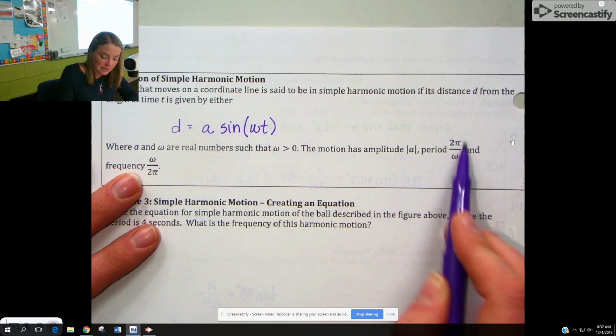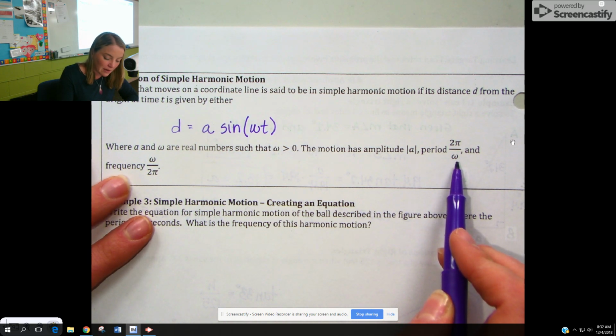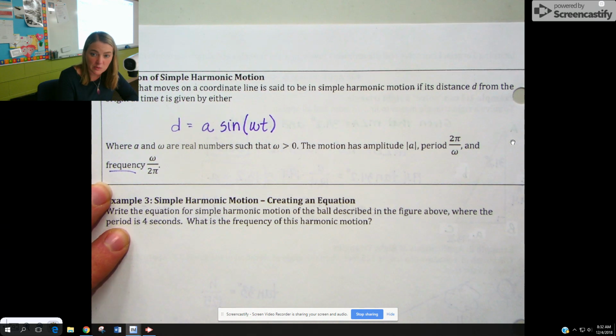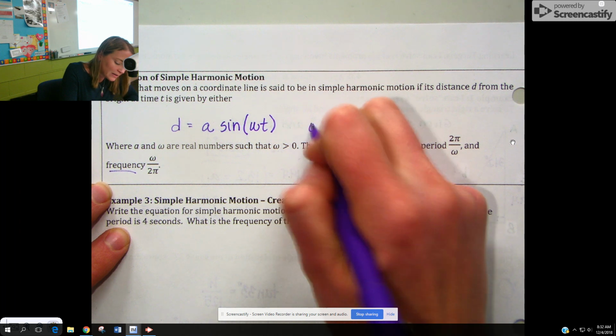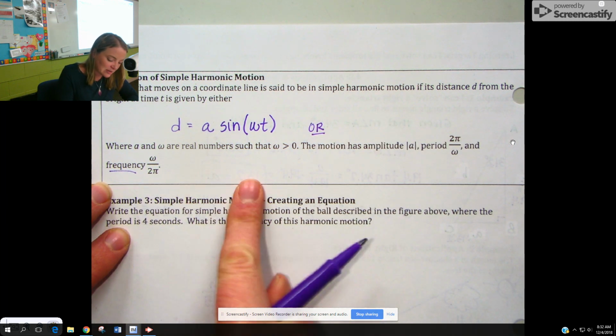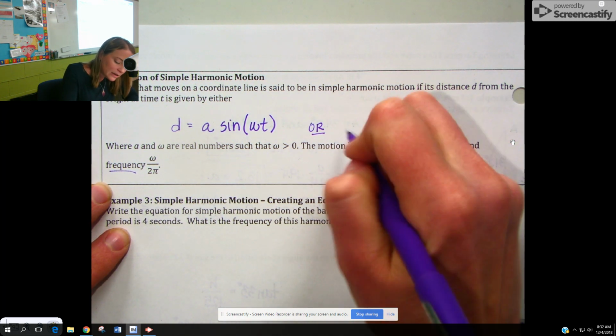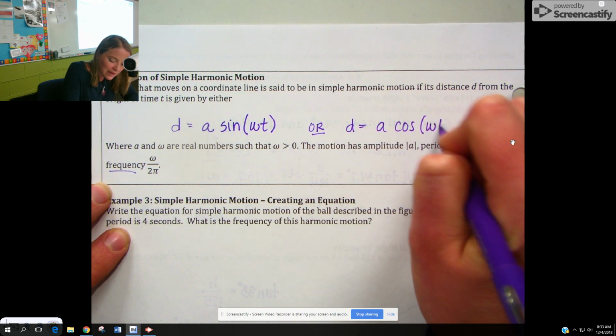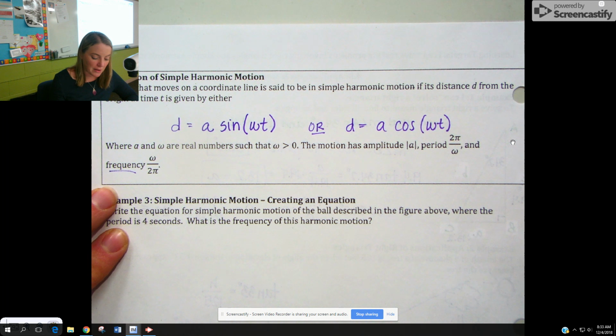Your period, because it's a sine function, is 2 pi over omega, and we have something called the frequency. Think of this as like how many periods you can fit into 1 unit of time. So it might be how many periods in a second, how many periods in an hour, it would depend on your unit of time. We can also add in, with all the same notations about what A is and what omega is, D equals A times the cosine of omega t. They both operate the same way.